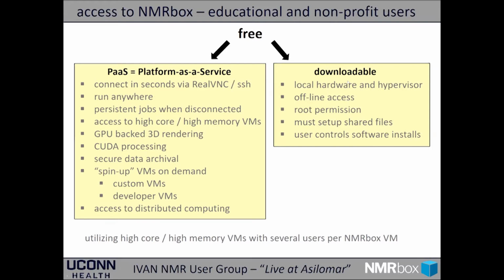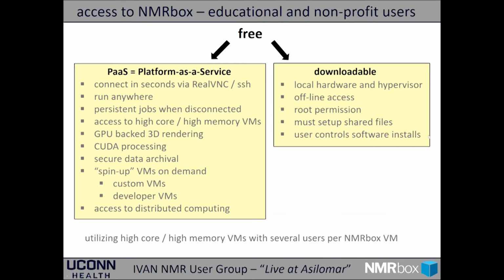It can be accessed as a downloadable VM, where you download the image and run it on your local hardware with your own hypervisor. The one main advantage you get in this method is that you have offline access. So if you find yourself working without internet access, the downloadable version is a good choice. You also get root permission. So if you want to alter the system in any way you see fit, obviously you have complete control.